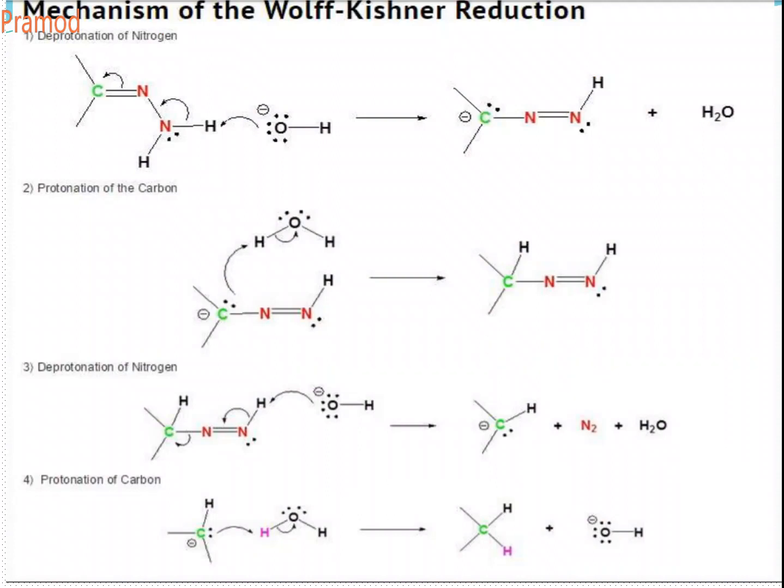First step is what I said, hydrazone formation. You have to write that step, hydrazone formation. Next step is your base abstracts a proton from your hydrazone. When the base abstracts a proton, this leads to the formation of a carbanion and an azo compound. You get a carbanion, that is negative charge on your carbon, and an azo compound.